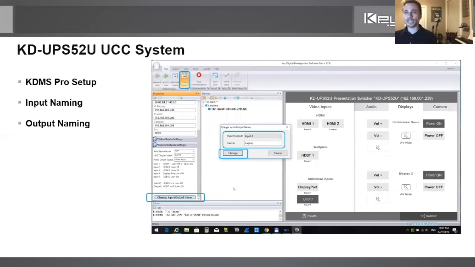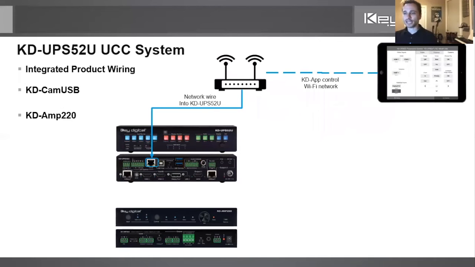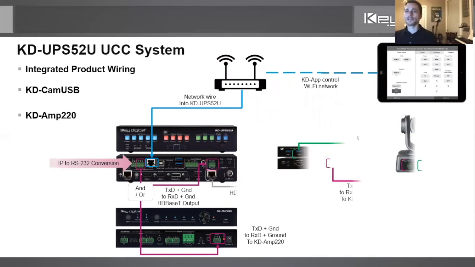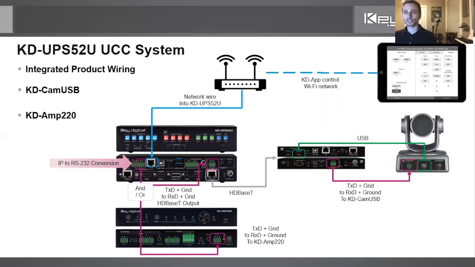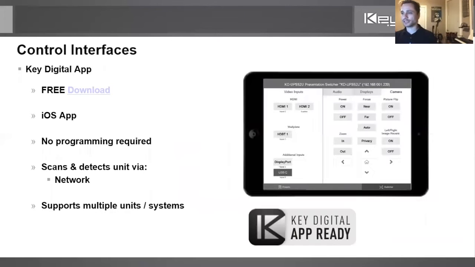You could also name your inputs and outputs, and just hop an extra wire into the amplifier or into the camera over RS-232. Now the whole system is completely integrated, again, with a few checkboxes, no programming needed.